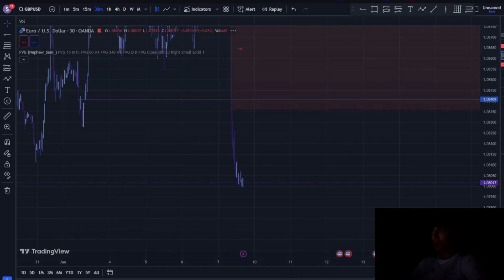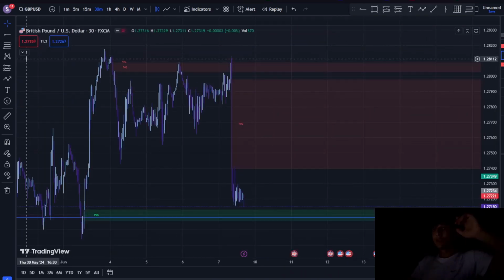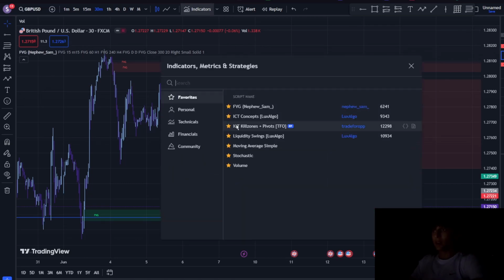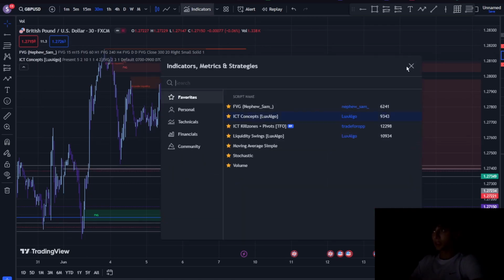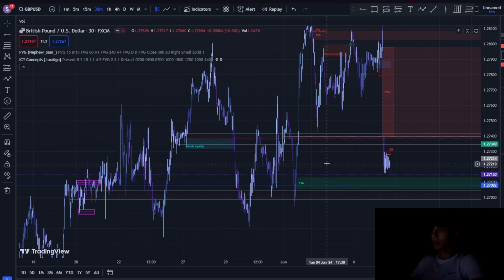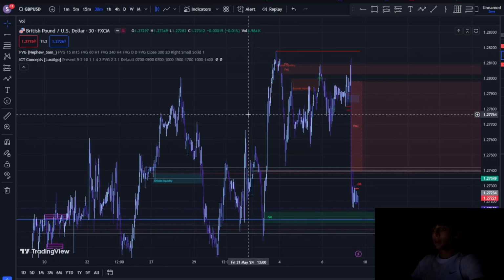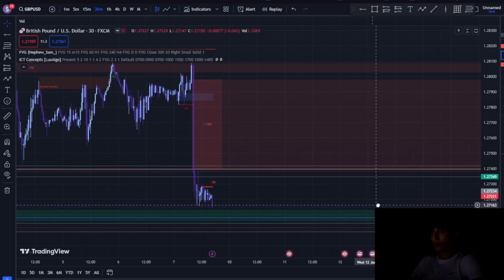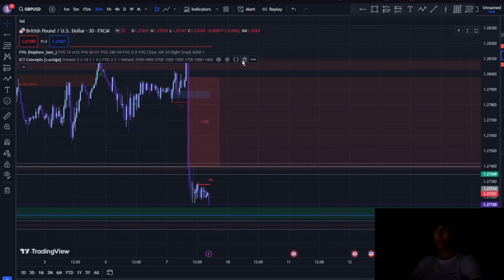Unfortunately, I don't think there is one for break of structure. Actually, there's a universal one. It's called the ICT Concepts by Lux Algo. It tells you the break of structure, sell side liquidity, and so on, right? But it's a little confusing. It does tell you about the order blocks though, and that's something we'll get into later.